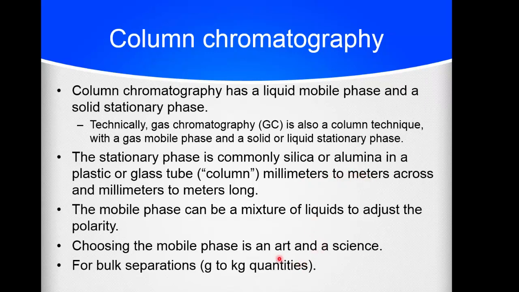You can do bulk separations from grams to kilograms. If you've ever wondered where the drugs in your pills come from, big, big, big vats of drugs being made at a time and purified so that you don't get poisoned with random chemicals, purified using column chromatography for the most part. The mobile phase can be a single liquid or a mixture of liquids to adjust the polarity of your mobile phase. And again, choosing that mobile phase can be complicated.